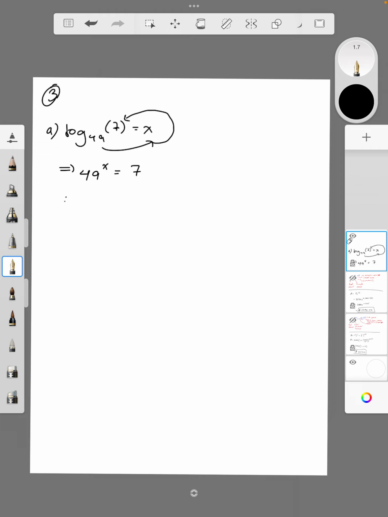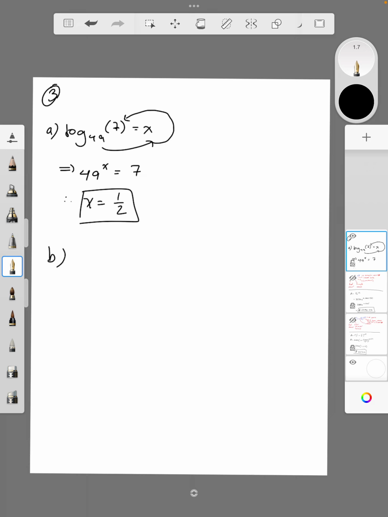And what we know is 7 squared is 49. So the square root of 49 is equal to 7. And square rooting a number is the same thing as the exponent of that number being 1/2. So in this case, x is going to be equal to 1/2.